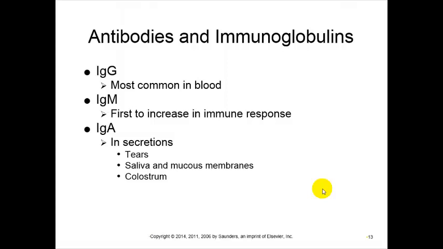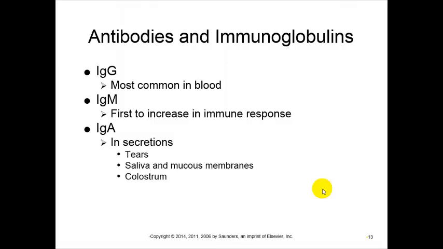So what are the names of the antibodies? You do need to know these and know a little bit about each one. Another name for antibodies is immunoglobulin. Okay, or antibodies, or immunoglobulins. So we can call them immunoglobulin G. Okay, that's the G. It's the most common in the blood. Okay, then we have IgM, which is the first one to increase during immune response.